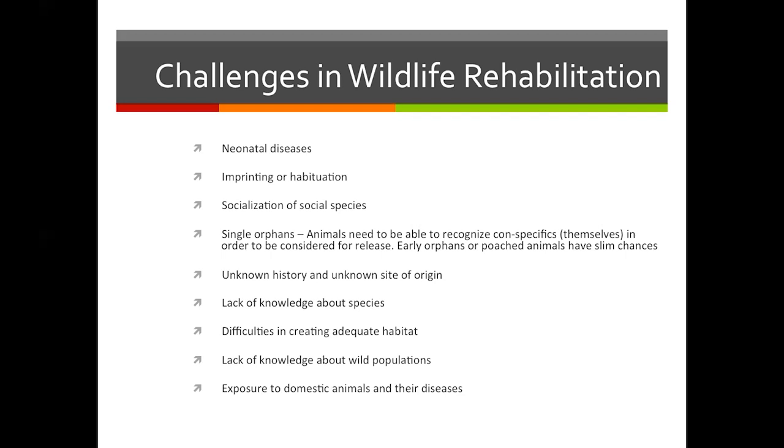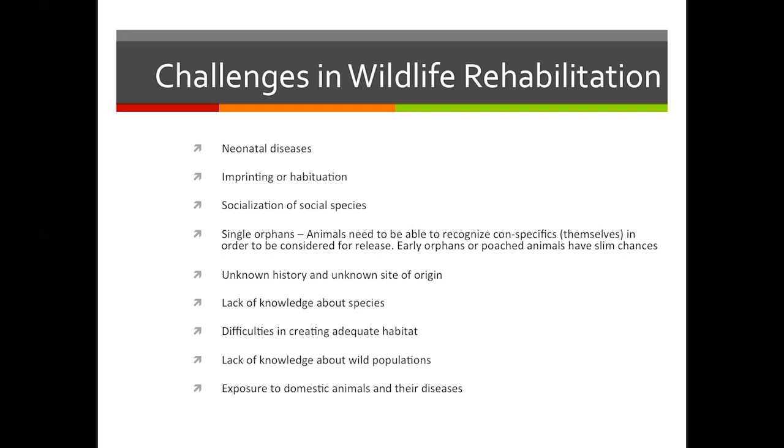Sourcing the knowledge about all the different species that can be encountered, which in our case is hundreds, is a challenge. To create the proper habitat may pose significant challenges. We also oftentimes lack data about wild populations. Rarely do we know how many we exactly have. And also for health condition, very often we lack base data.